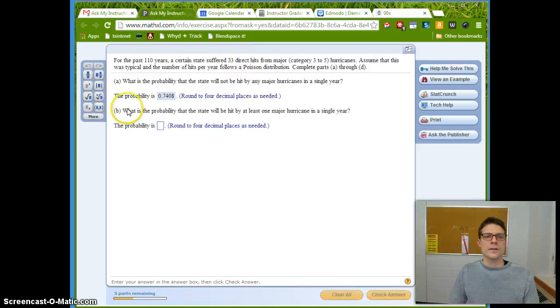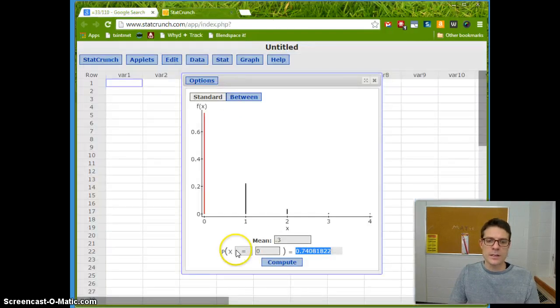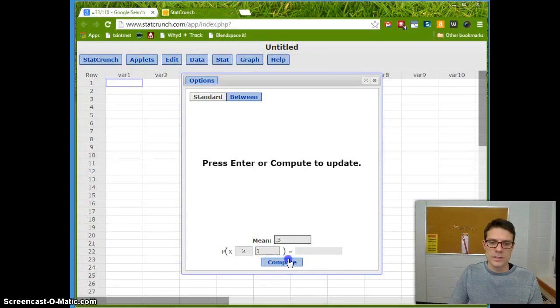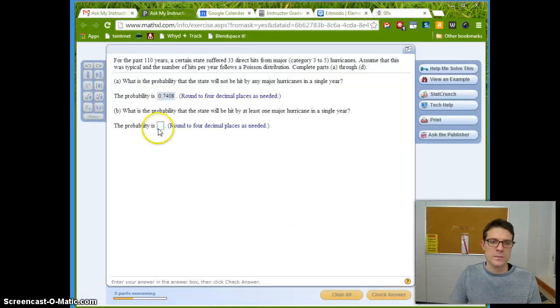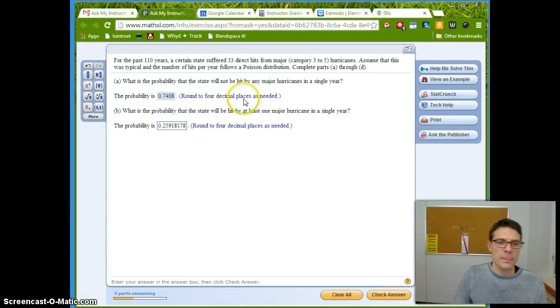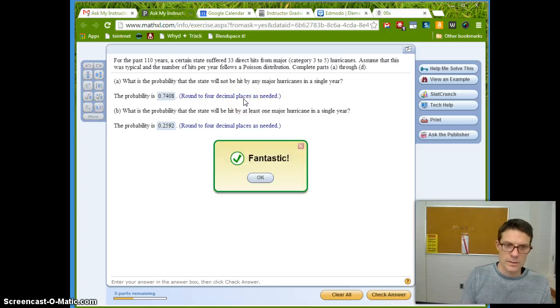Okay. Now, what is the probability the state will be hit by at least 1 major hurricane in a single year? So for that, we just go back to our calculator, and we hit greater than or equal to 1. Right? 1 or more hurricanes a year. What's the probability? About 26%. Right? Once every 4 years. And round to 4 places again. I think I did that right.